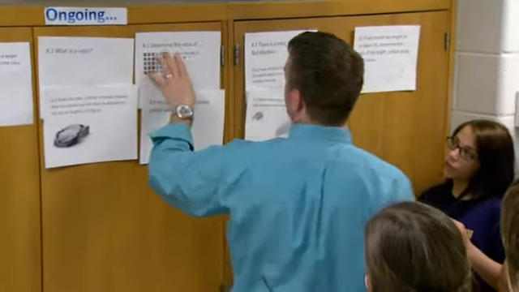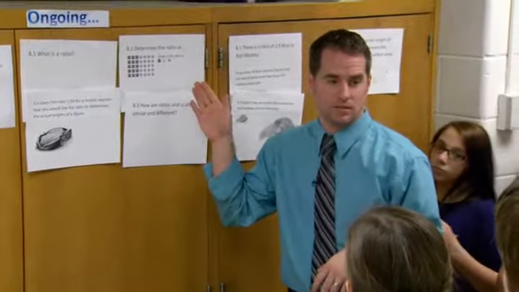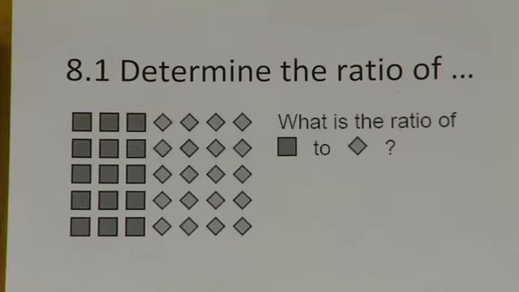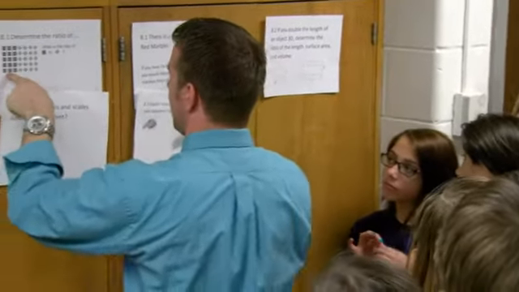Moving on, determine the ratio of squares to diamonds. Alex, what's our ratio? 3 to 4. 3 to 4, well done. But how'd you get there? Because I don't see 3, and I certainly don't see 4, so I'm confused. Oh, well, I had to simplify it. Oh, so he simplified it, but where were you before you simplified it?